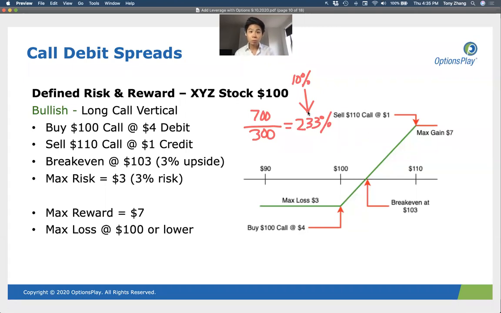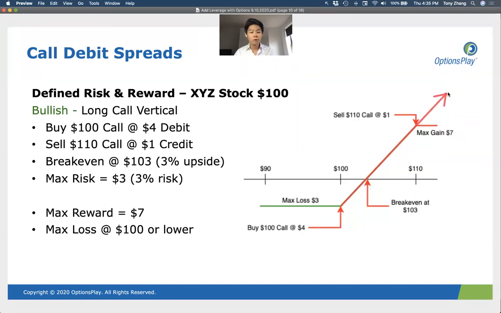So whenever you're able to reduce your risk in a fashion like this, that allows you to increase your leverage while at the same time decreasing your risk. But the trade-off here is that you're trading off unlimited gains. So I think the stock's going to go to 110, but what if the stock exceeds that 110?